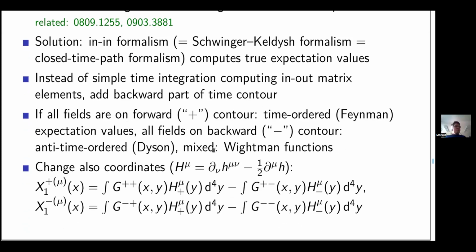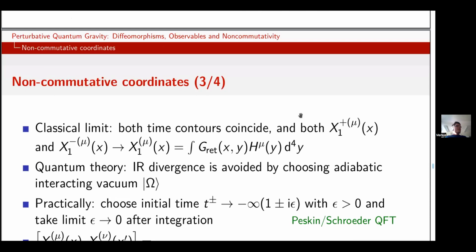And that, of course, means that you also have now two sets of non-commutative coordinates, one on the forward contour and one on the backward contour. And you have to put plus and minus Green's functions to compute these things. So this will be the Feynman propagator, the G++. The G minus minus will be the anti-time ordered propagator, and these will be Wightman functions, G plus minus and G minus plus. And in the classical limit, both these time contours coincide. And of course, the coordinates x plus and x minus just give some single x, and you get from this formalism actually the retarded Green's function. So the in-in formalism is the correct quantum theory generalization of a causal evolution, which is what it was designed to do.